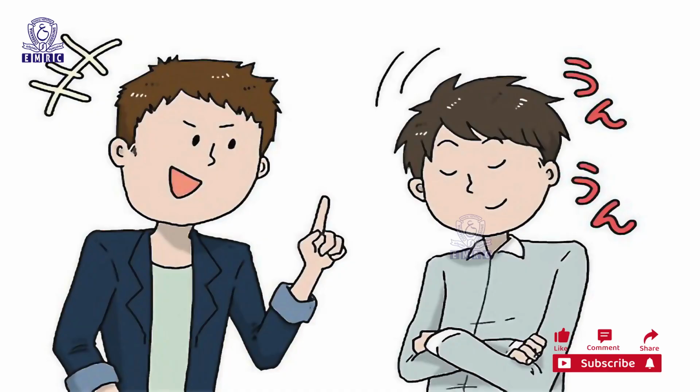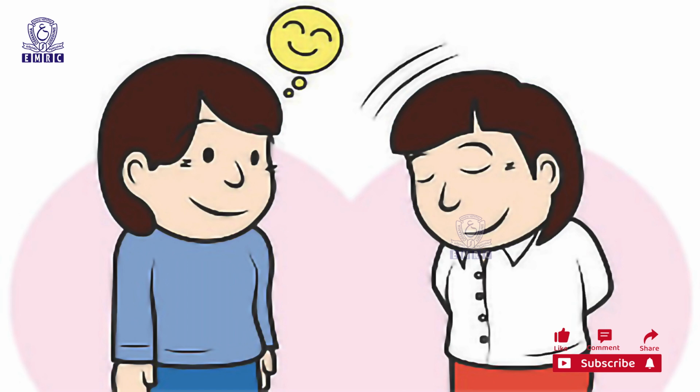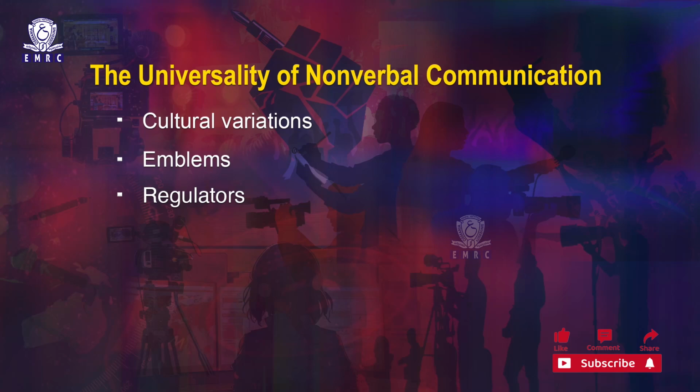Emblems. Specific gestures or movements that have a direct verbal translation. For example, a nod can signify agreement or understanding. Regulators. Nonverbal cues can help control the flow of communication, such as nodding to indicate understanding or gesturing to signal someone to speak. Adapters. Unconscious movements or behaviors such as tapping fingers or playing with hair that often reflect a person's emotional state or level of comfort.